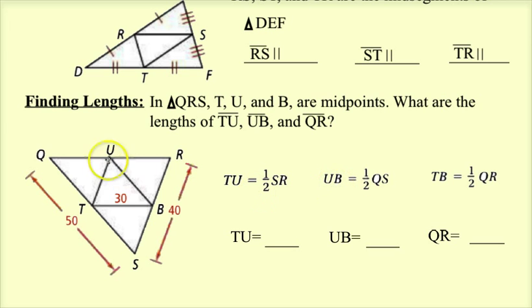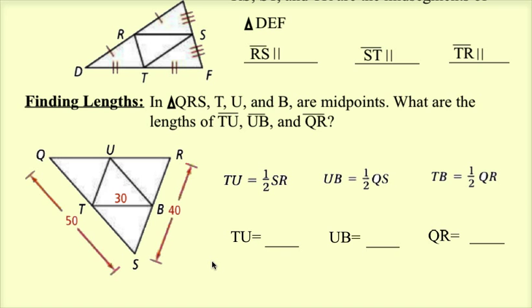UB, right here, UB is half of QS, because it's opposite QS. It's parallel to QS and it's half of that. So QS is 50. UB is going to be half of that. And the last one that I want to know is QR. Now this time TB is given to us. So that midsegment is given to us. The midsegment is half of that third side. So this time I'm finding the opposite side. So I'm going to have to double the 30. Okay, so you're going to write down the answer to those and we'll check them when you come in to class tomorrow.